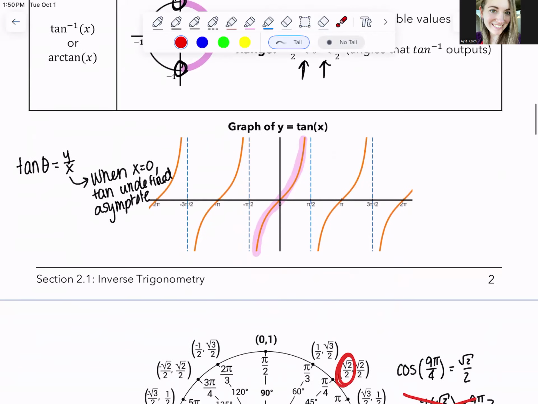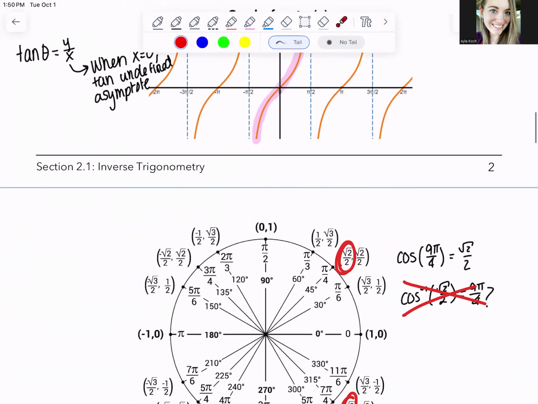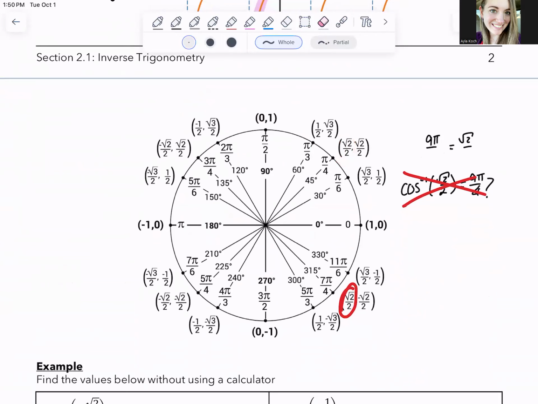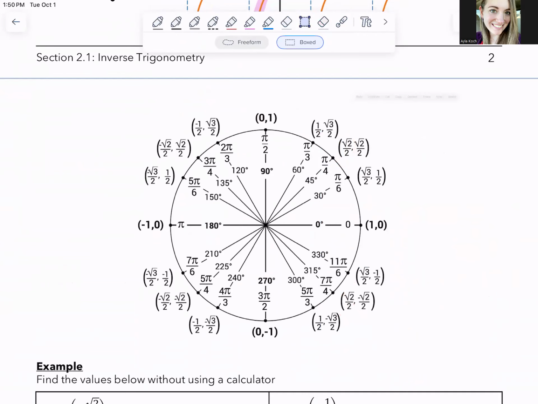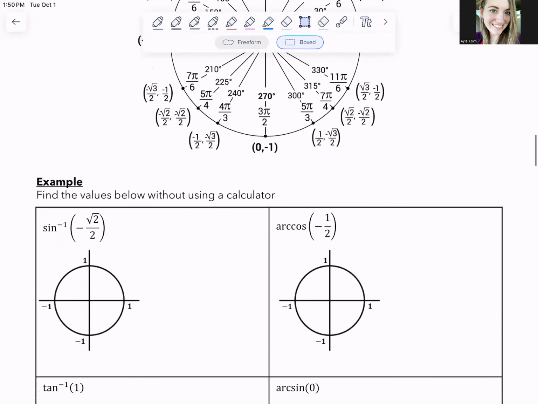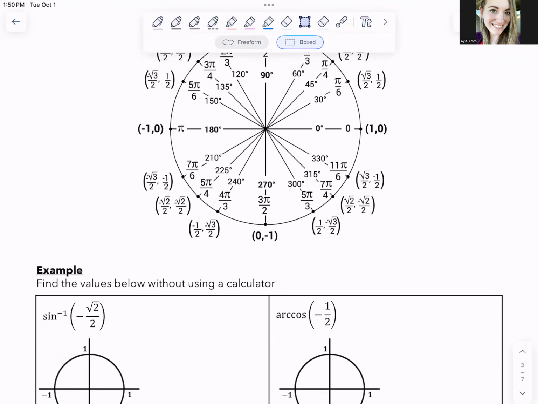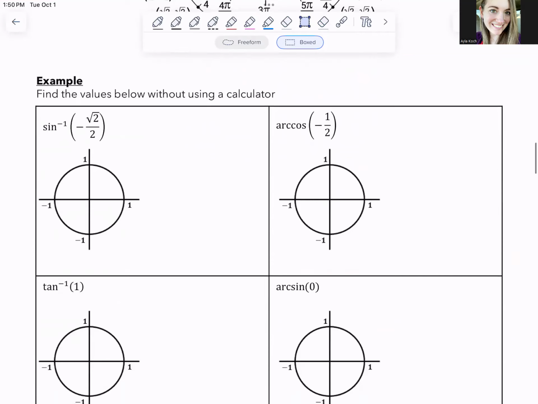So I'd like to do just a couple examples. These are just some of my work from our earlier videos. I'll just erase this. Goodbye. All right. Let's do a couple examples here. Find the values below without using a calculator. Sine inverse of -√2/2.